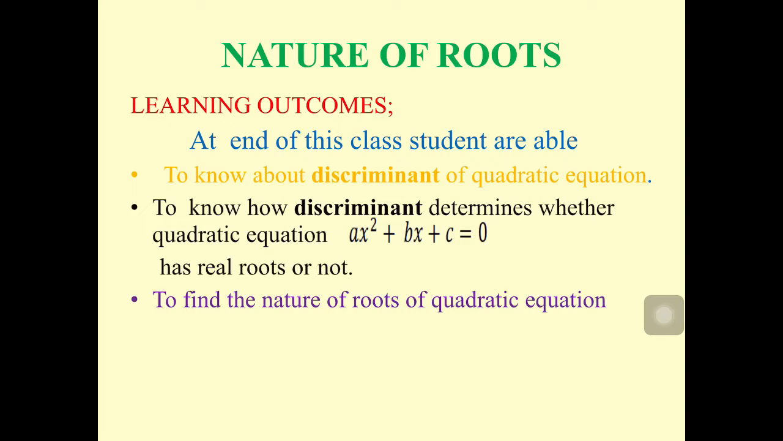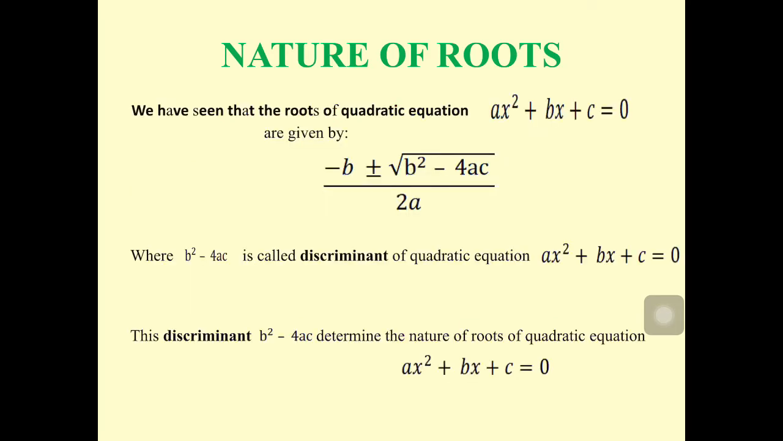Nature of roots, learning outcomes. At the end of this class students are able to know about the discriminant of a quadratic equation, to know how the discriminant determines whether the quadratic equation ax square plus bx plus c equal to 0 has real roots or not, and to find the nature of roots of a quadratic equation.